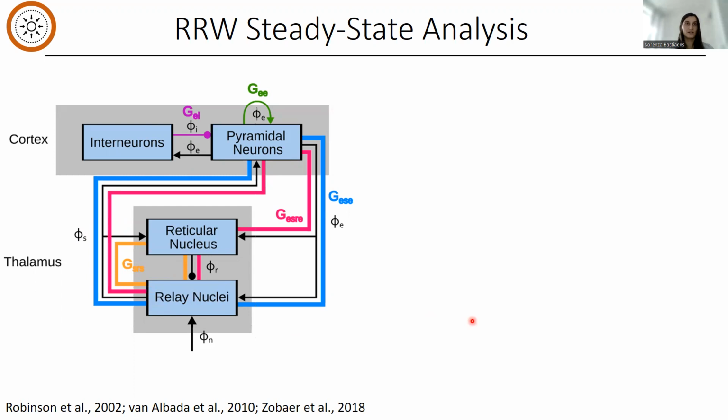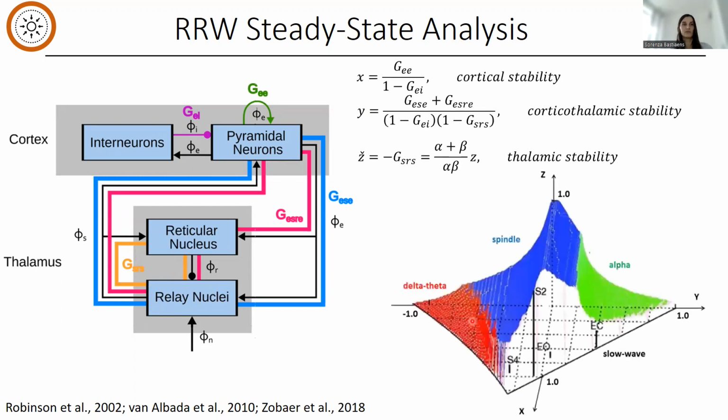And so they were basically able to simplify all the connections and represent them in an XYZ space representing corticothalamic and thalamic stability. What's very useful here is that, for example, as you increase the corticothalamic interactions, you tend to get alpha, while when this parameter decreases, you will get delta and theta. So it's an easy way to visualize how the dynamics of the system change based on these different loops and interactions between the cortex and the thalamus.